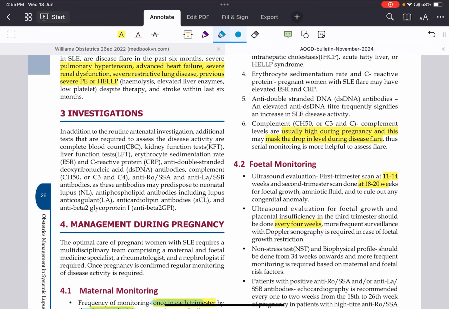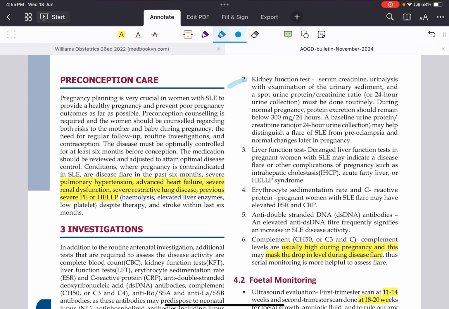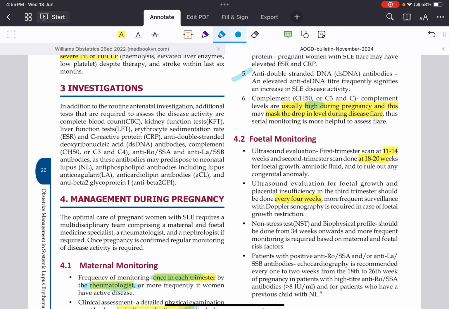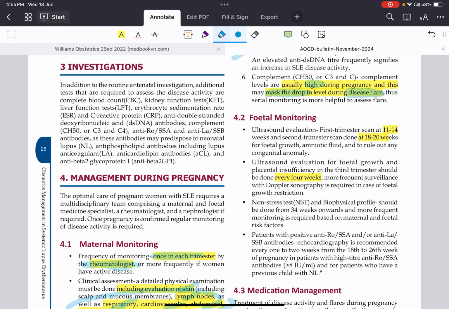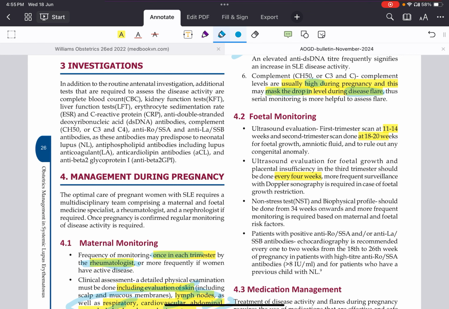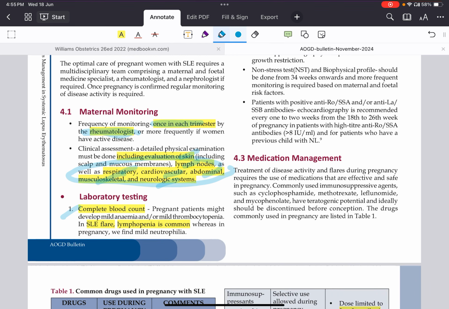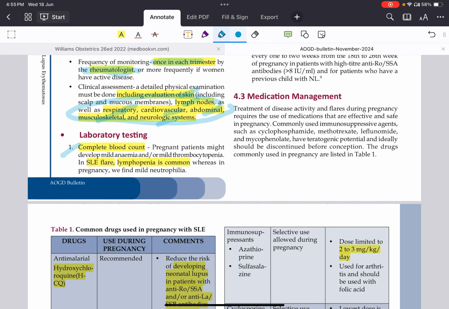For laboratory tests, you'll do CBC, KFT, LFT, erythrocyte sedimentation rate, anti-dsDNA antibodies, complements. Complements are usually high during pregnancy, but if there is a disease flare, the drop is masked because they're already high. If they drop, they'll become normal. They'll mask the level. Fetal monitoring should also be done with ultrasound. In the third trimester, ultrasound should be taken every month. Medication management should be given.